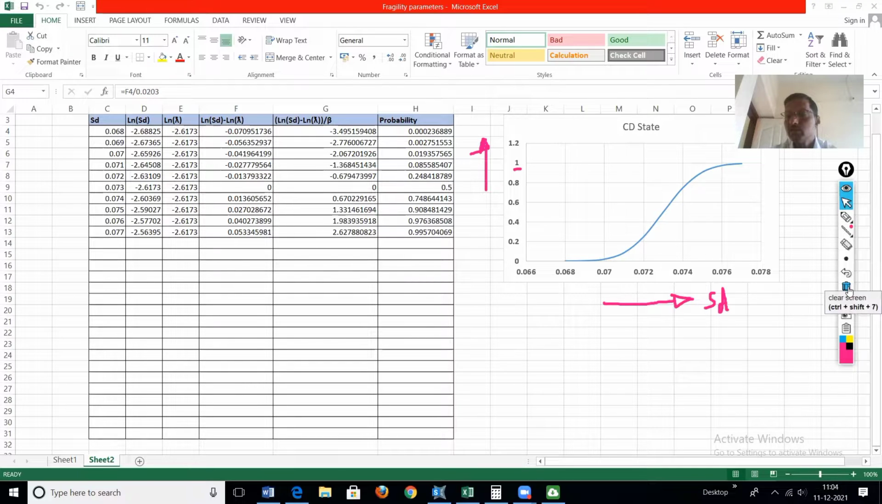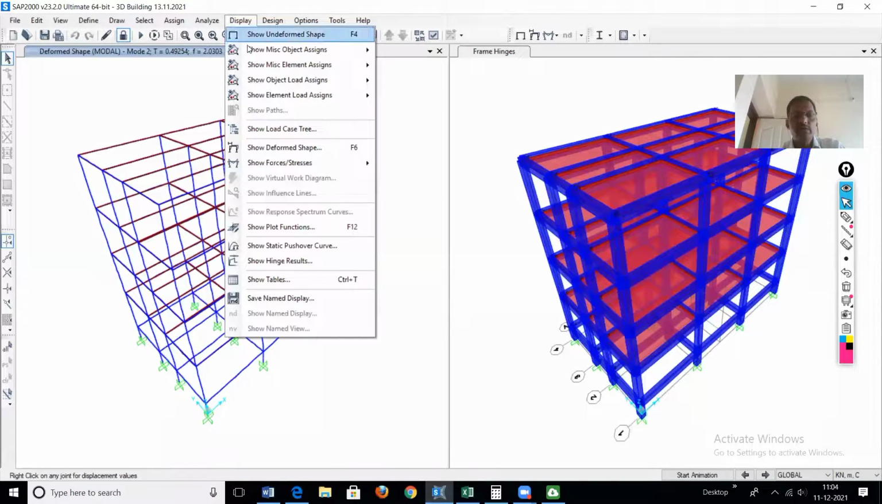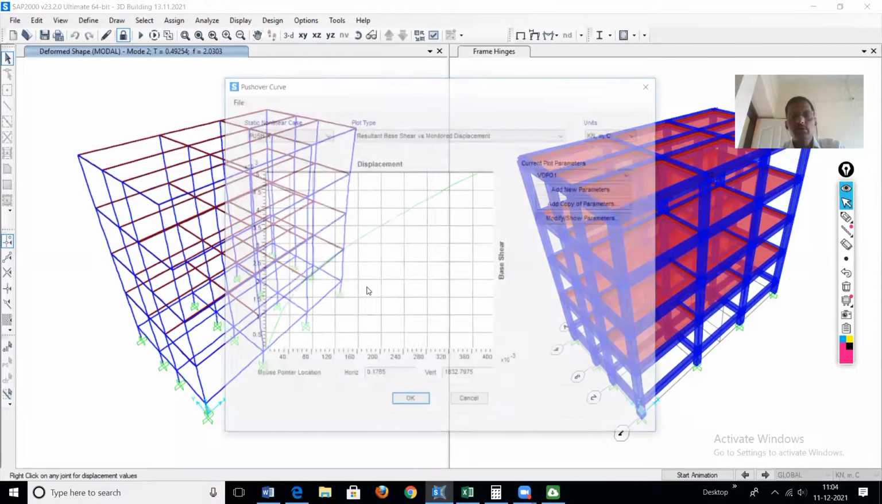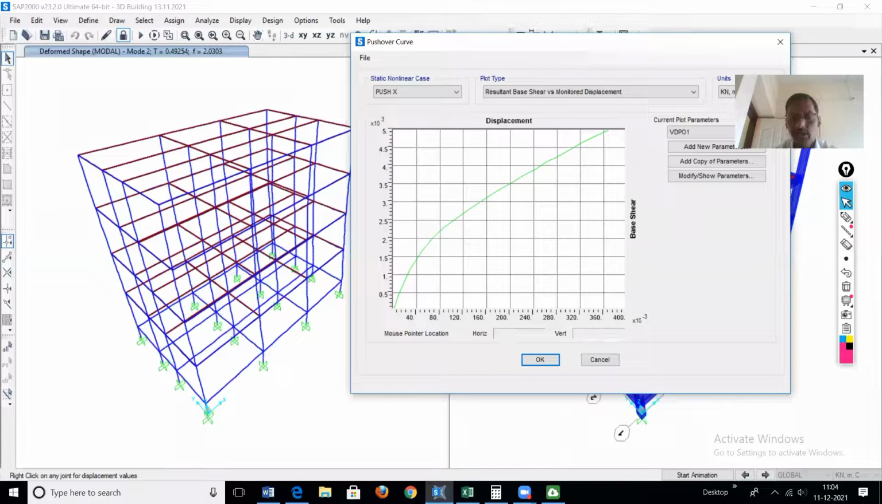Now we will enter into the SAP window. The pushover analysis is already performed. I will show you the pushover curve. This is the pushover curve. Now, to calculate the median value. Why do we require this pushover curve or pushover analysis? To calculate the median value of the fragility curve, the median value of the seismic fragility curve for different damage states.